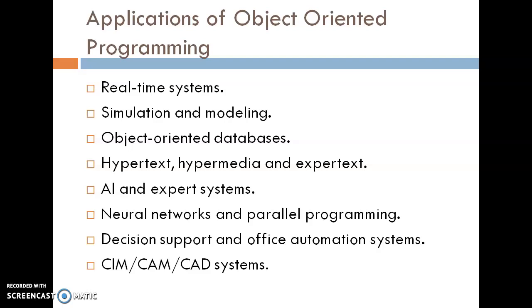Applications of Object-Oriented Programming. So it is used in real-time systems. It is used in simulations and modeling. It is used in object-oriented databases. It is also used in hypertext, hypermedia, and expertext. It is also used to create programs in artificial intelligence and expert systems.